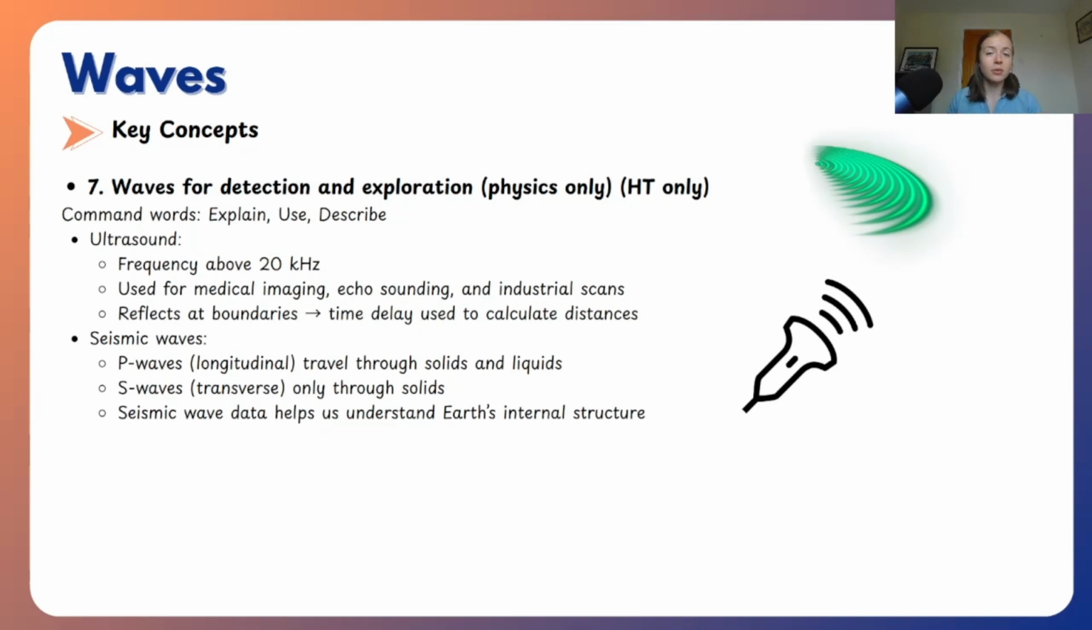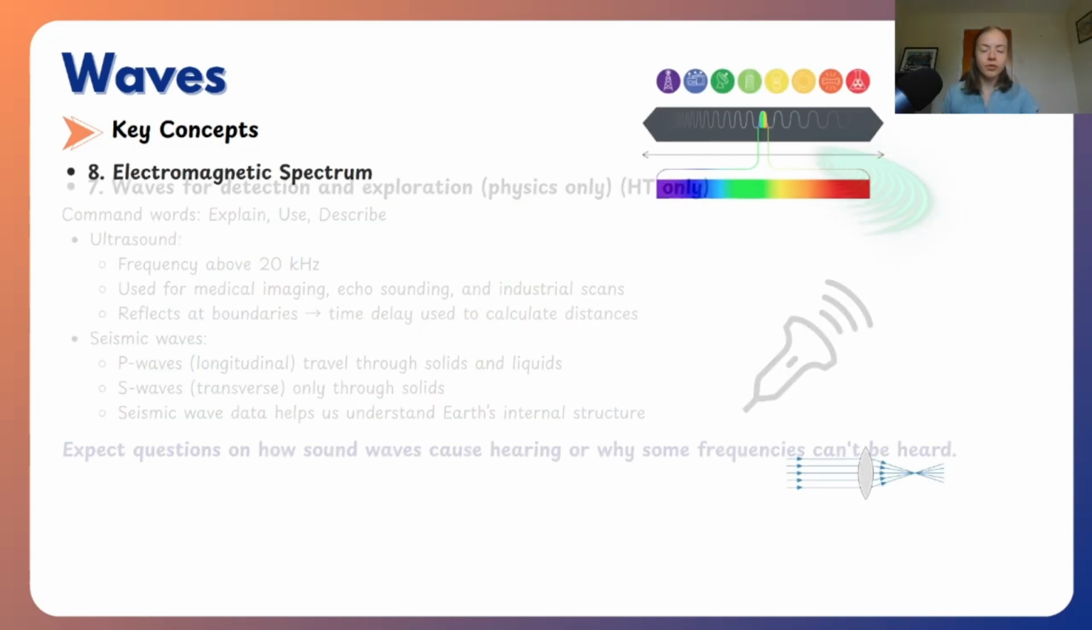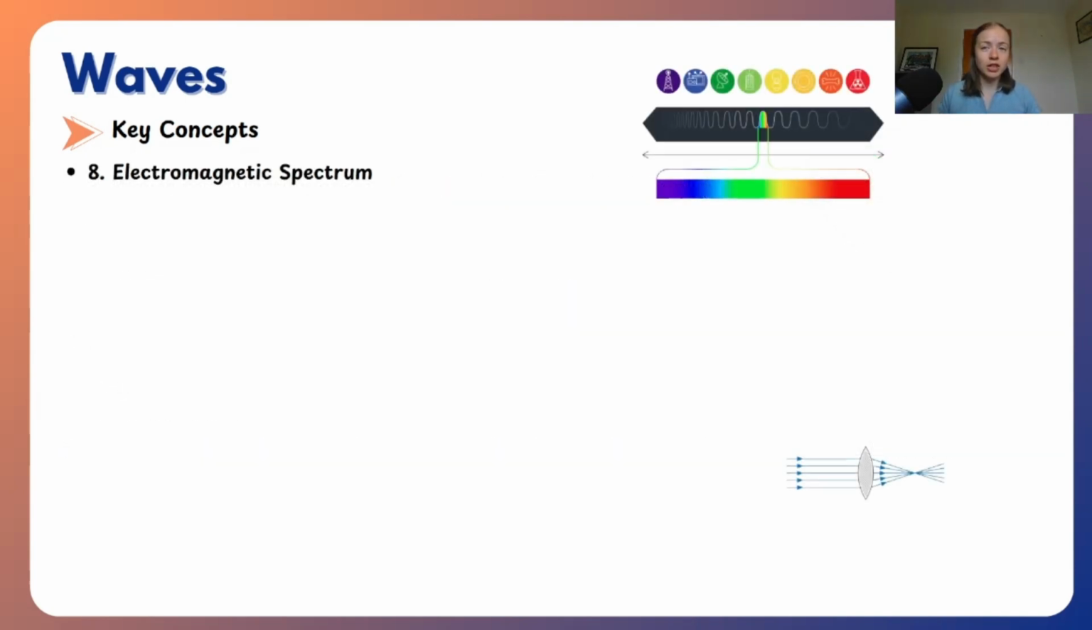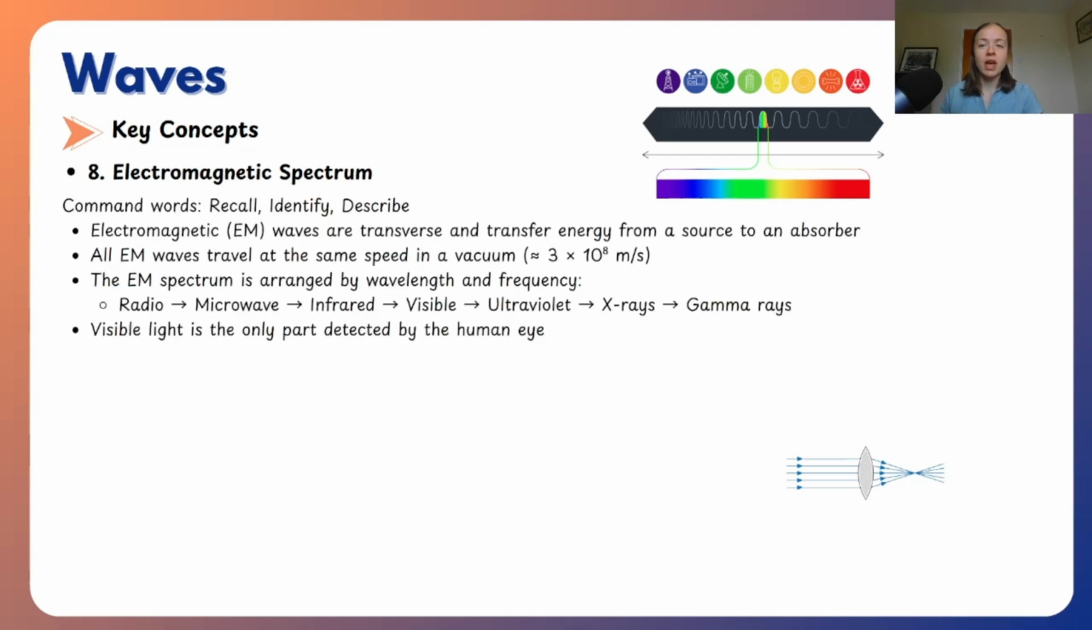And seismic waves helps us understand the Earth's internal structure, for just one example. So now let's move on to the second part of our unit, which is about the electromagnetic spectrum. So electromagnetic waves are transverse and transfer energy from a source to an absorber. And all electromagnetic waves travel at the same speed in a vacuum.